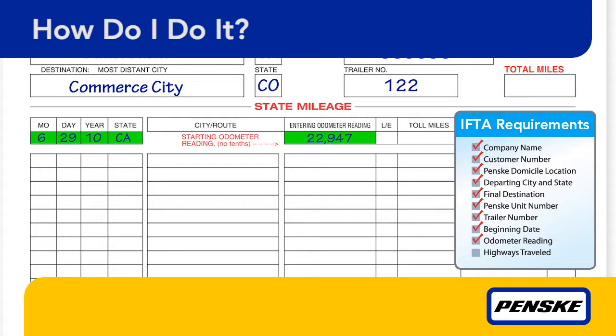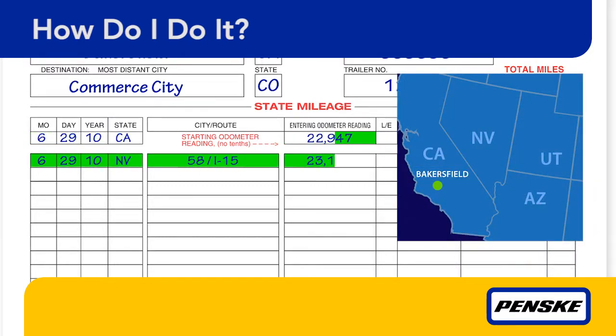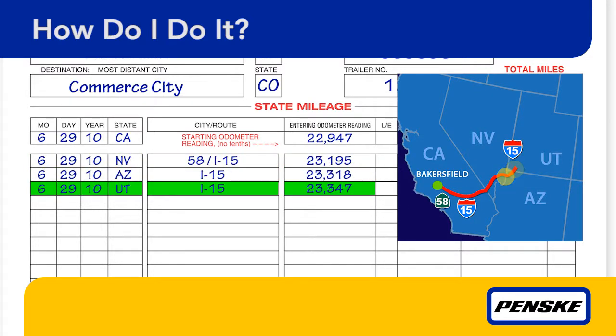Record the first part of the trip, including the highways used. This is very important in that it will allow auditors to verify the miles traveled. In this instance, your driver left Bakersfield on Highway 58 and then takes I-15 towards Nevada. As your driver crosses the Nevada state line, the odometer reading is recorded. Your driver then continues on I-15 into Arizona and Utah, again recording the odometer readings as each state line is crossed.